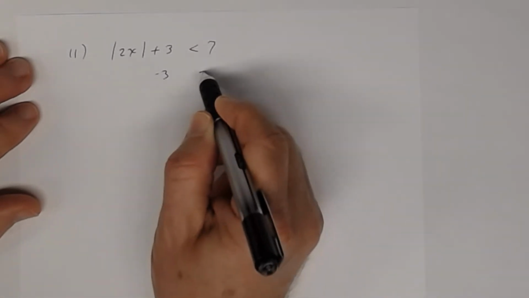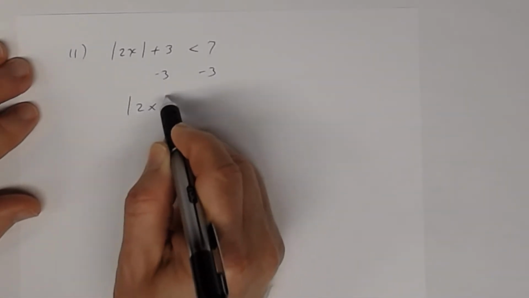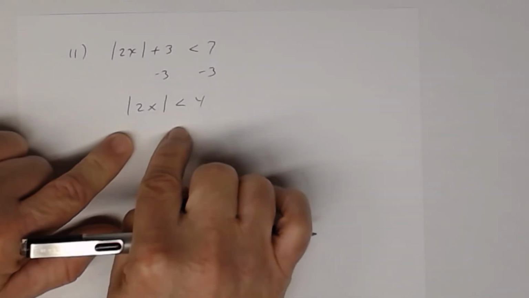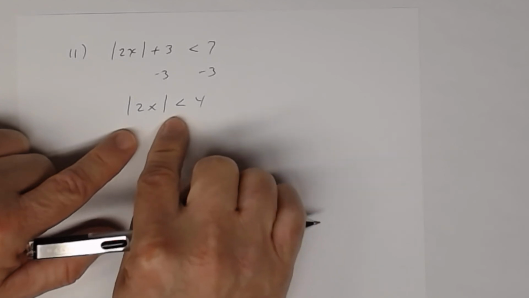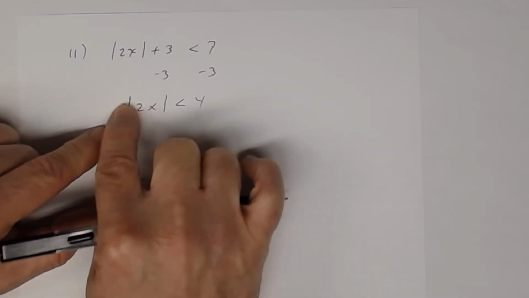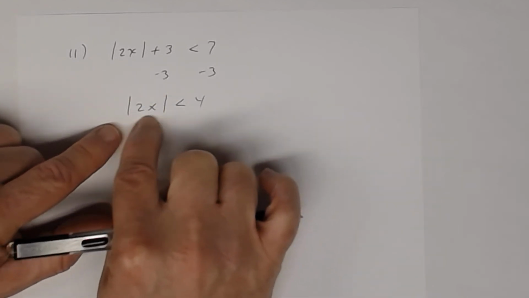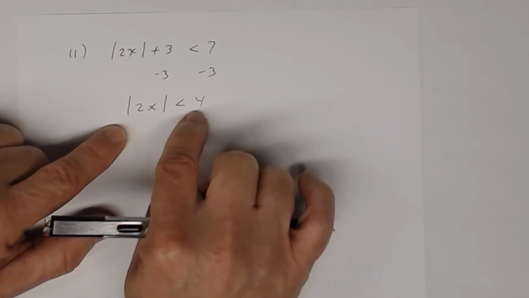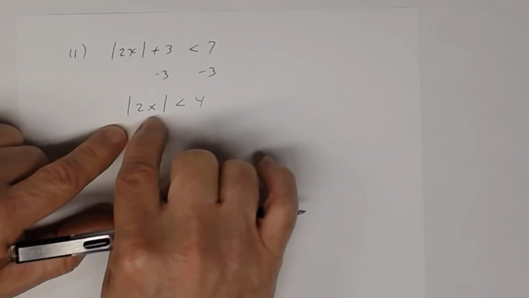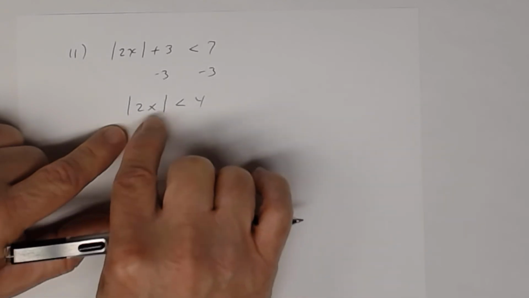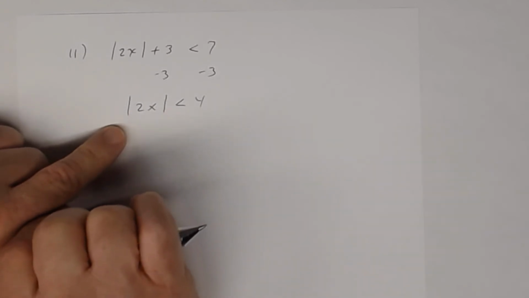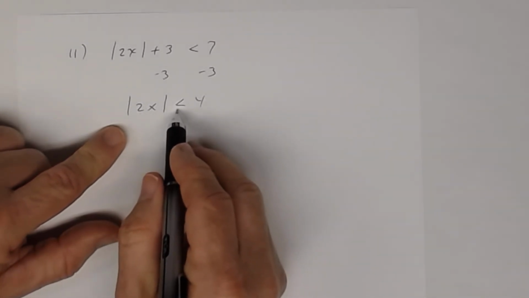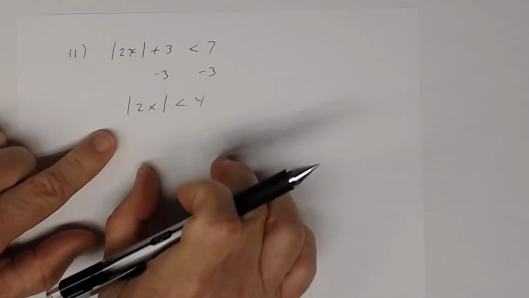So if you subtract 3 from both sides, I get the absolute value of 2x is less than 4, right? Now ask yourself, am I going to get solutions here? The answer is yes. Because whatever x is, the absolute value is going to be positive or 0, and you do have positive numbers that are less than 4, and actually 0 is less than 4 as well. So you are going to get solutions. But this is a less than, right? So you're going to write that compound statement.